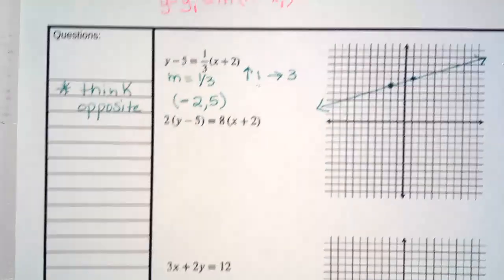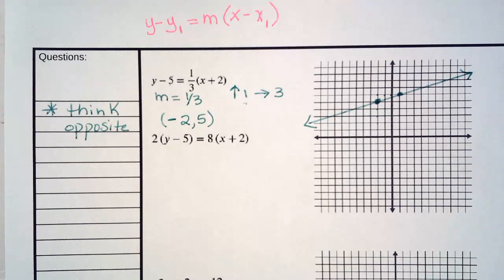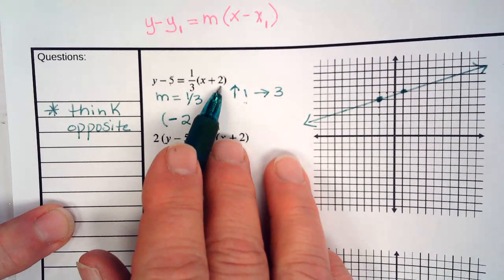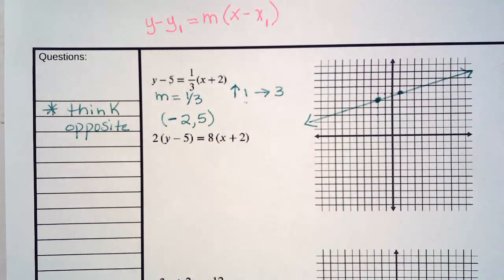Can you change it into y-intercept form and then graph it from there? Yes. But in this case, you're going to have 1/3 times 2 is a fraction, 2/3. You will not have that nice integer to be able to start with. So it might be more helpful to do it the way I've just shown you.